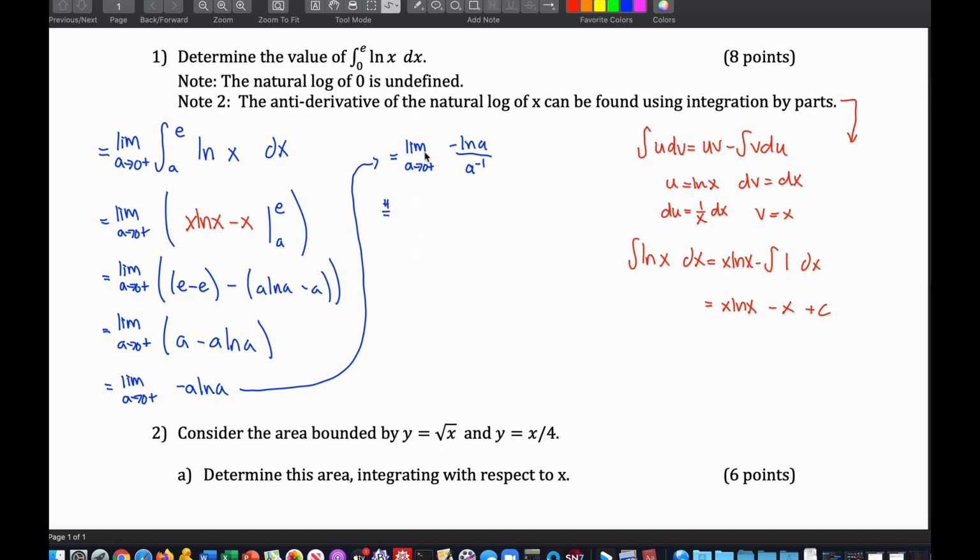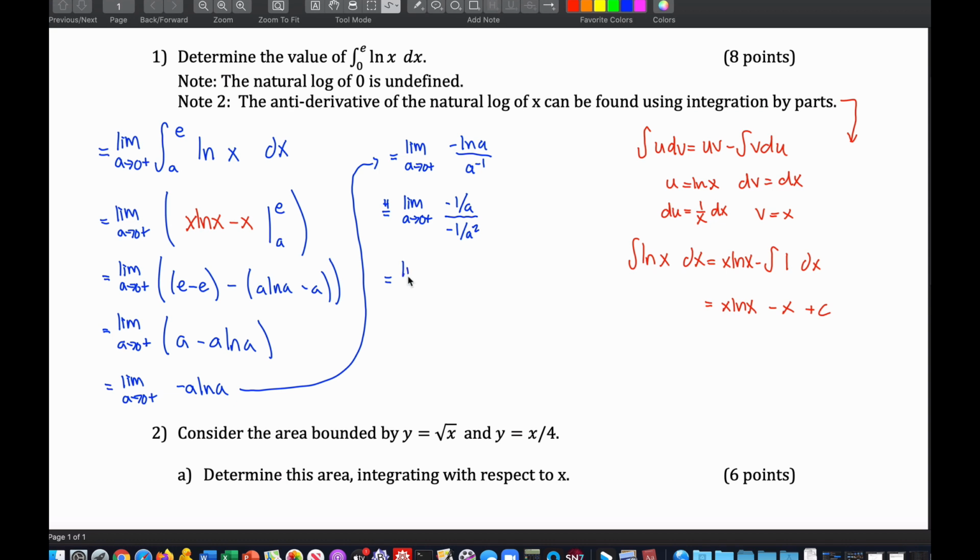So L'Hopital's rule tells me that this limit up here is the same as the limit of the quotient of the derivative of the top and the bottom. In other words, take the derivative of the natural log of a, so that's negative 1 over a, when I account for the negative that's up here, and then take the derivative of a to the negative 1 power. Well, that'd be negative a to the negative 2 power, or negative 1 over a squared, if you want to write it in that format.